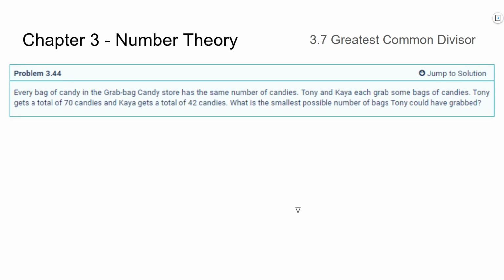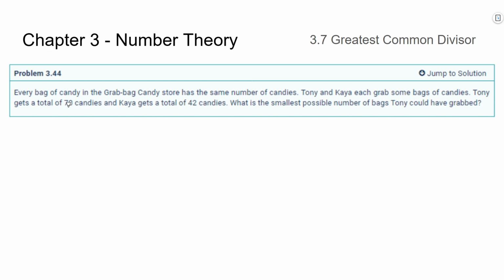All right. So 3.44. Every bag of candy in the grab bag candy store has the same number of candies. Tony and Kaya each grabbed some bags of candies. Tony gets a total of 70 candies, and Kaya gets a total of 42 candies. What's the smallest possible number of bags Tony could have grabbed? Okay, so let's see. Grab some bags of candy. Tony gets that and that. So each bag has an equal number of candies in them.